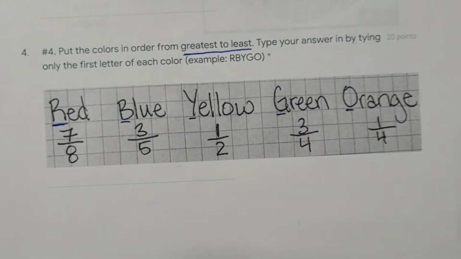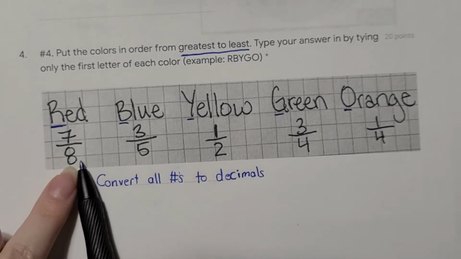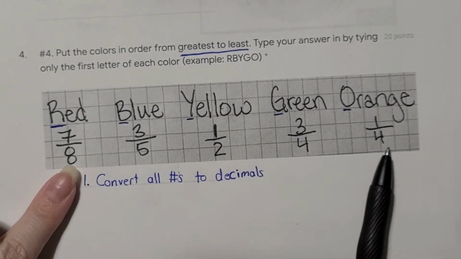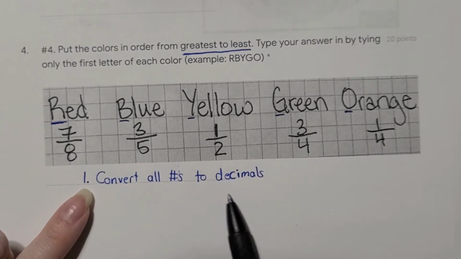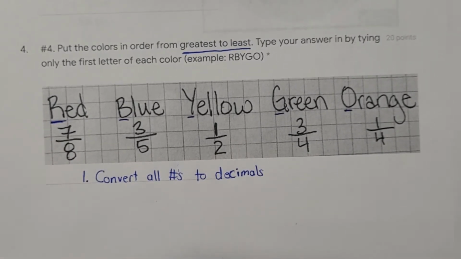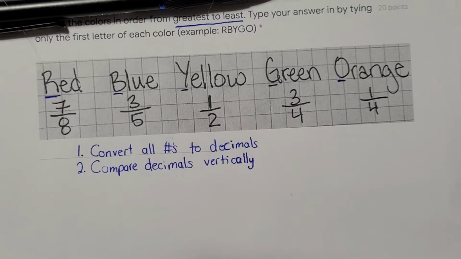All right, to put them in order, your first step should be to convert each of those fractions to decimals. If you only have fractions and you remember how to use common denominators, go for it. But if you don't, convert them all to decimals, and you should do this anyways to check. After you convert them to decimals, you need to compare them vertically.